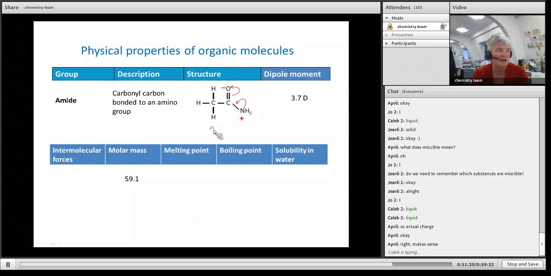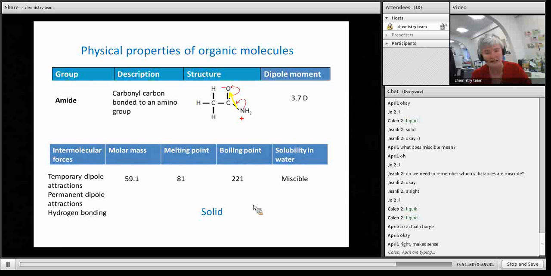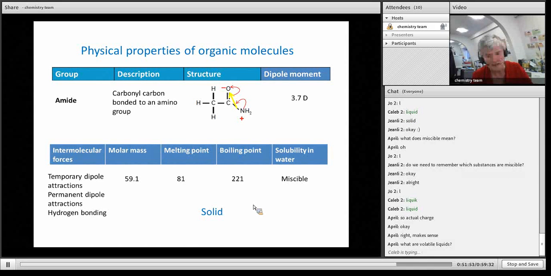I've got the yellows to try and show I've got a big dipole moment. And look at that boiling point, 221. So it's going to be a solid. If you think of amides, just think of solids. I think the methanamide is borderline, but anything above that, in fact that may even be a solid. So think of solids for amides, and all the others tend to be liquids apart from your alkenes, alkynes.